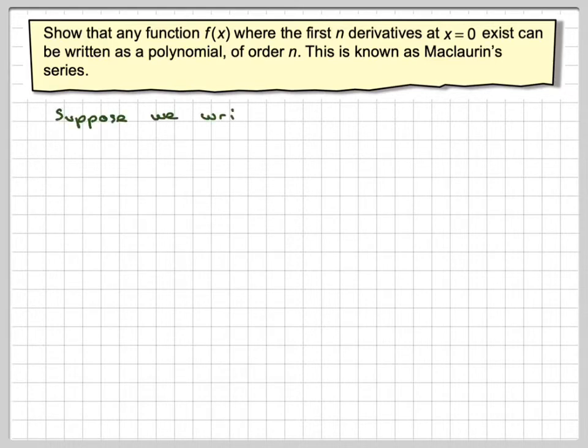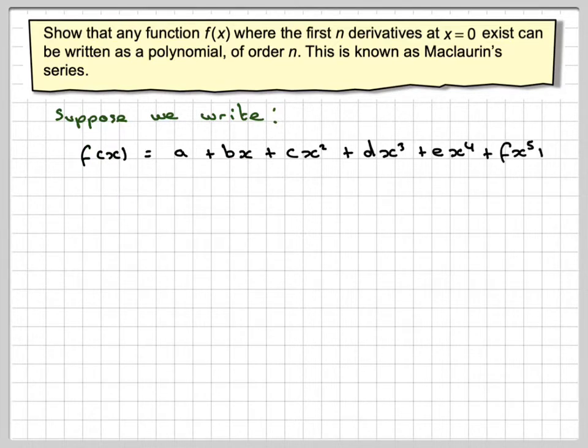So, suppose we write that a particular function, provided it is differentiable and we can find the value at x equals 0, as a plus bx plus cx squared plus dx cubed plus ex to the 4th plus fx to the 5, etc. And we've got to be able to find the values of a, b, c, d, e, f, etc.